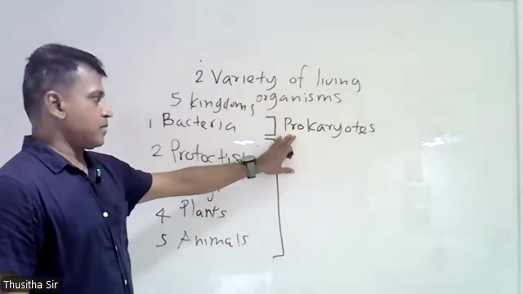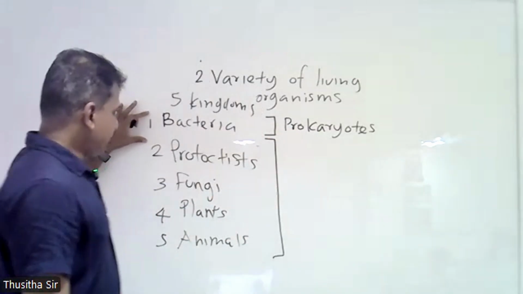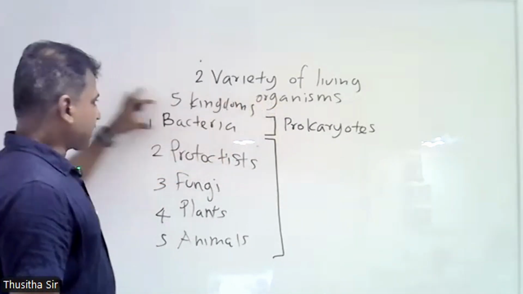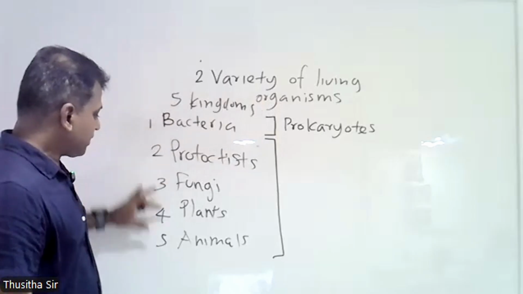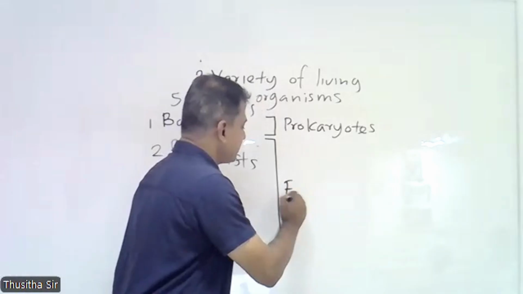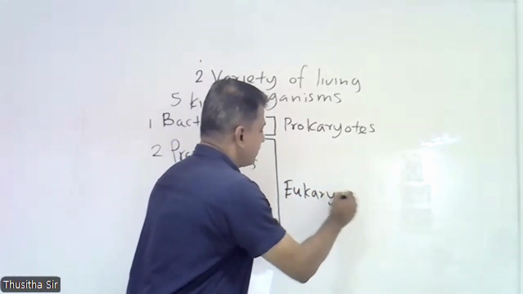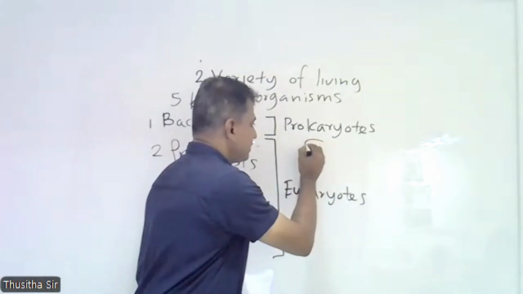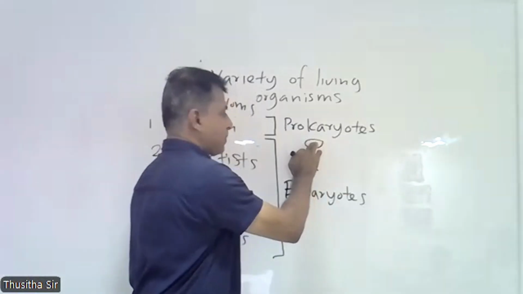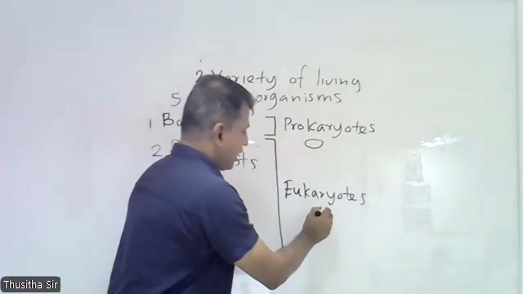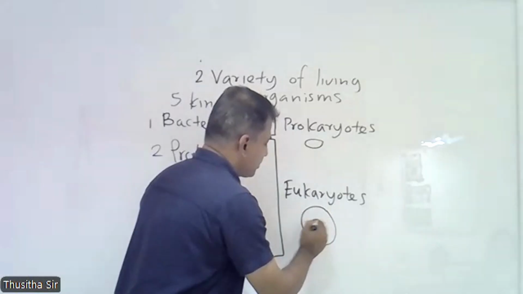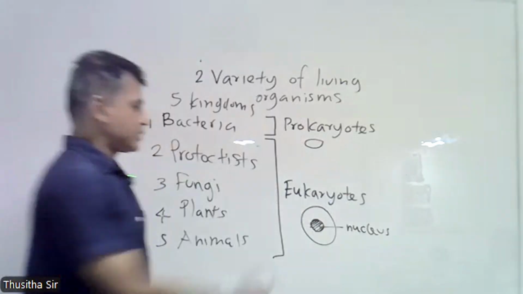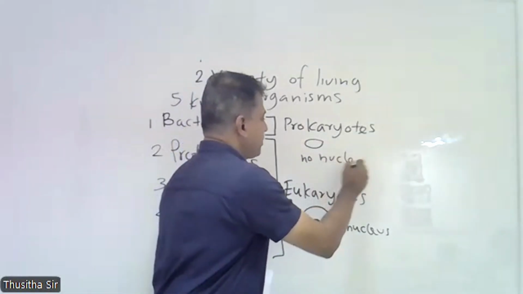Sometimes people say prokaryote is a kingdom, but this is the way we do it: bacteria, protoctist, fungi, plant and animal. And this is bacteria only, prokaryote. This 2, 3, 4, 5 come as eukaryotes. What does it mean? Prokaryotes mean the cell doesn't have a nucleus. Eukaryotes have a nucleus. Exactly. So you should write them down. Can you copy this one?